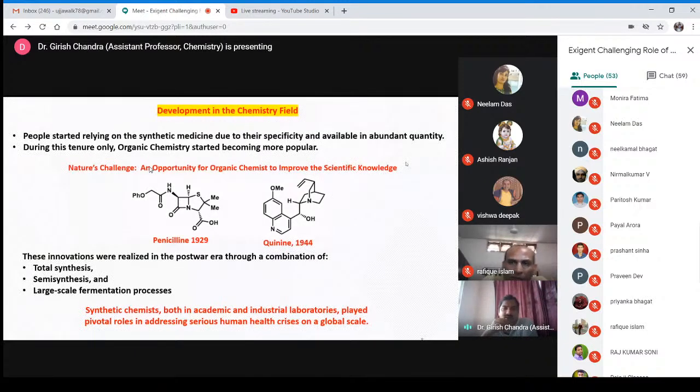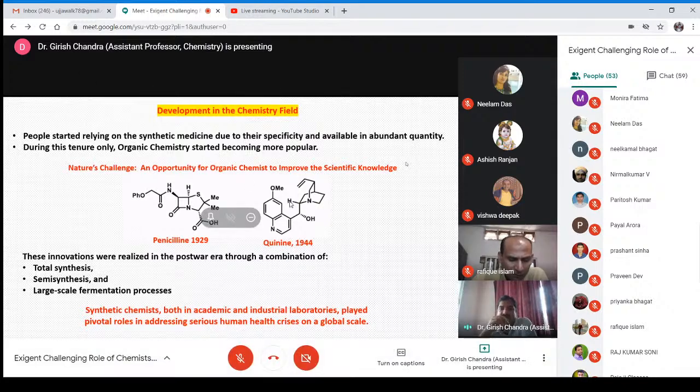So basically there are three methods available by which we can make these kinds of drug in abundant amount. The first one is total synthesis. What is total synthesis? Total synthesis is basically you just start from a very cheap starting material and construct different functional group or different carbon-carbon bond and make our target molecules. Okay, so this process is also lengthy and very costly.